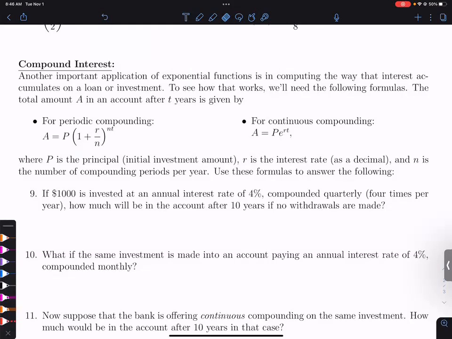Anyway, there are two ways that we're going to look at how this works. Either we look at the compounding. When I say compounding, I mean that's when the interest calculation happens. We look at that happening either every so often, like once a month, once a quarter, or once a year, or we look at it happening continuously. So we've got two formulas here that model that. If it's periodic, so any kind of time frame associated with it, it's this. If it's continuous, it's that.